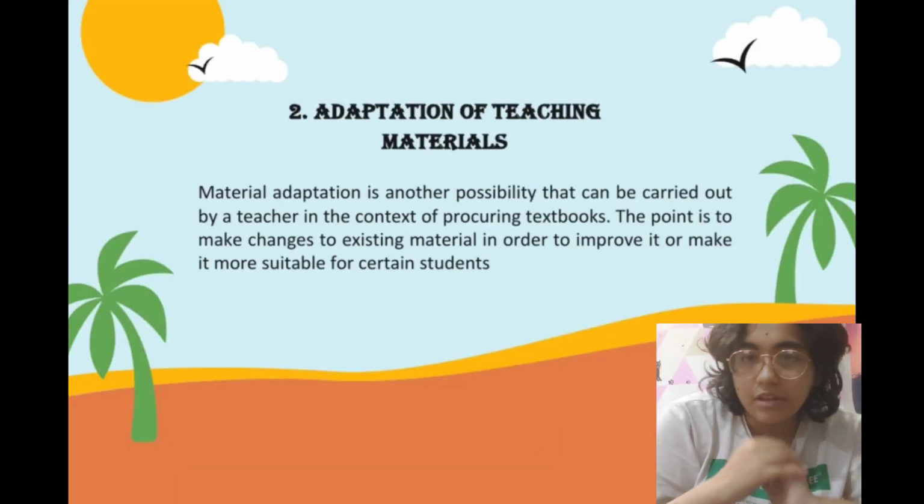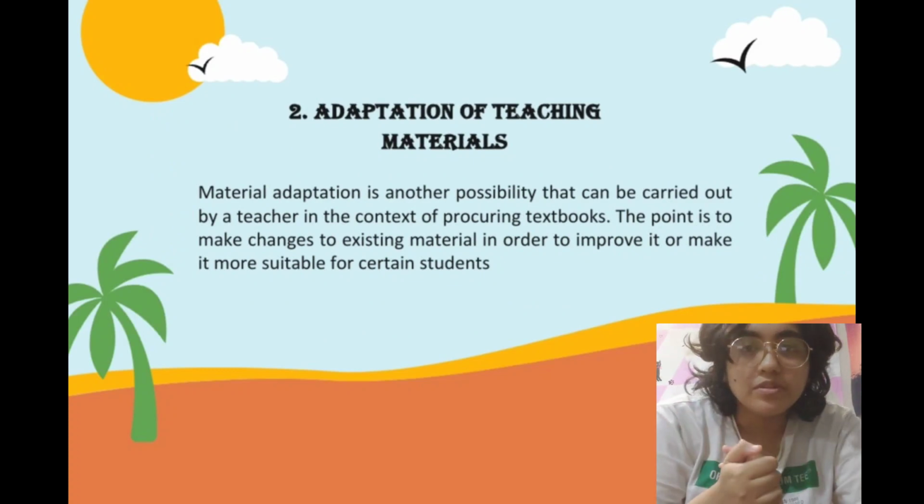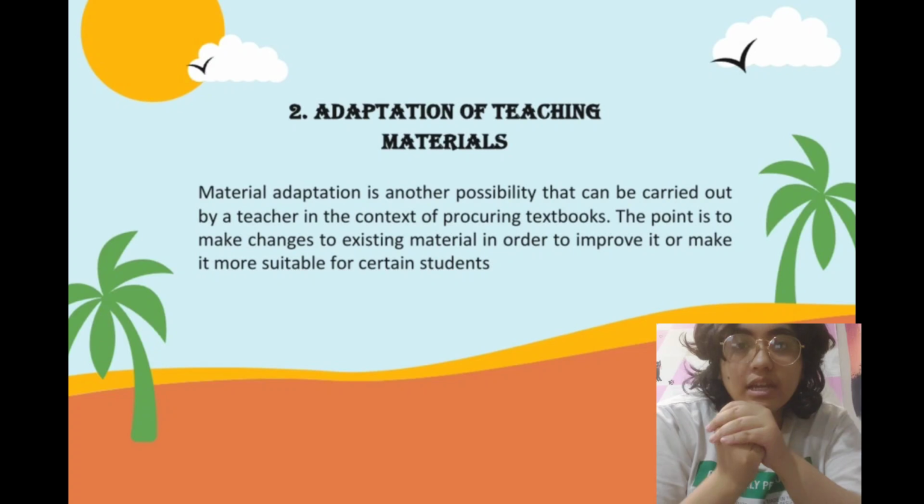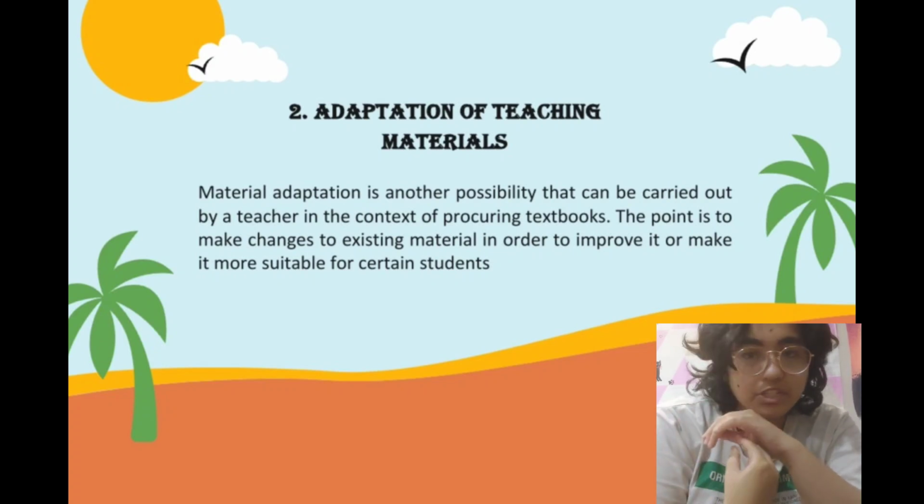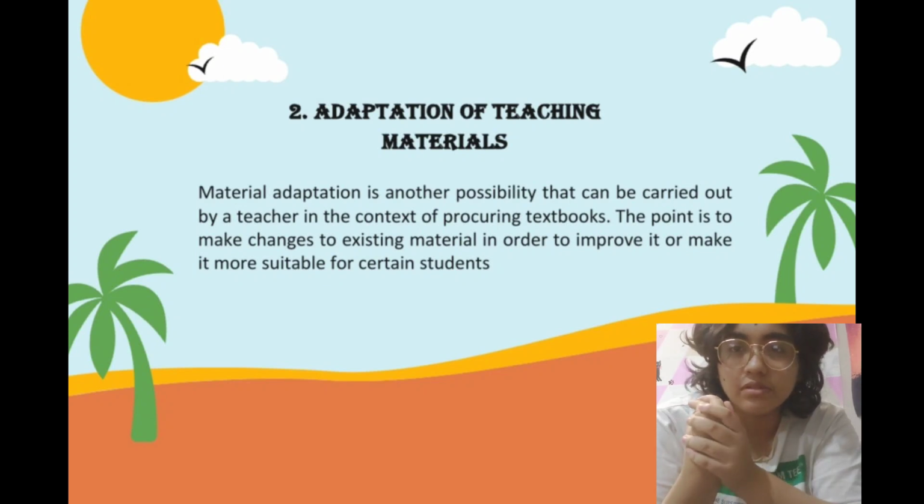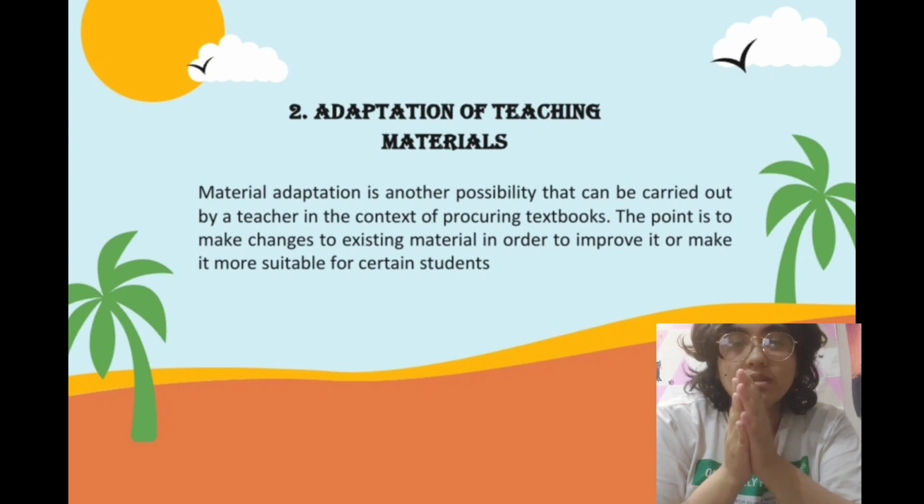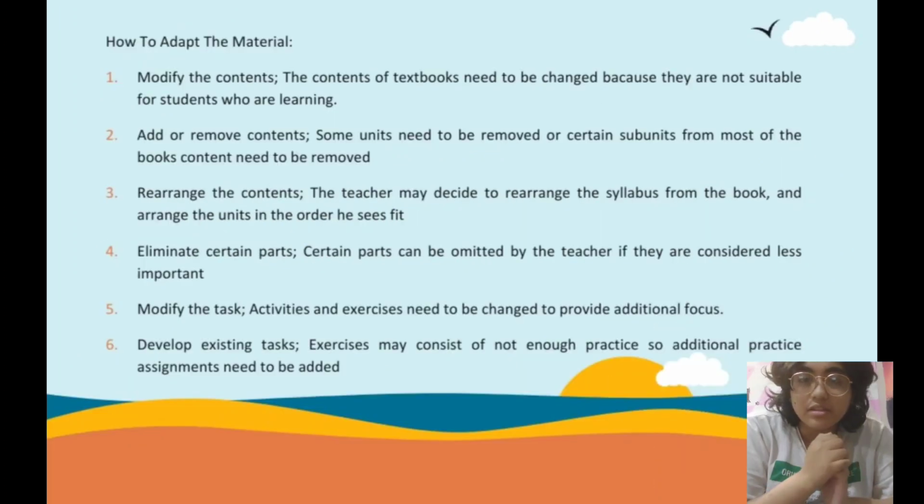Second, there's adaptation of teaching materials. So material adaptation is another possibility that can be carried out by the teacher in the context of procuring textbooks. So the point is to make changes to an existing material in order to improve it or make it more suitable for certain students. And there are some steps on how to adapt the material.